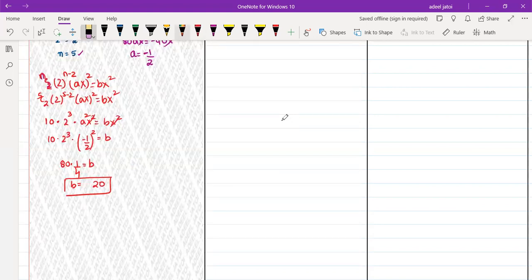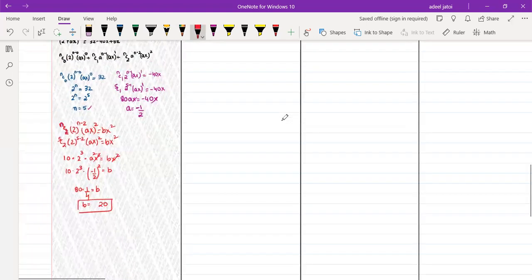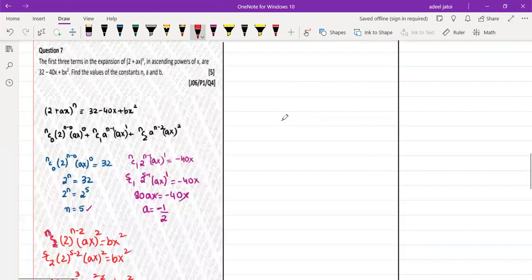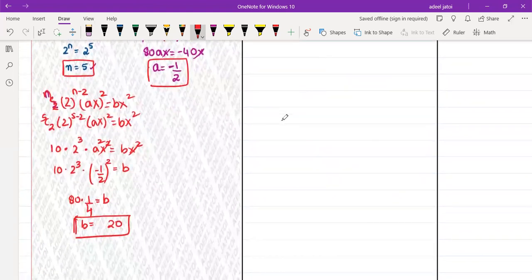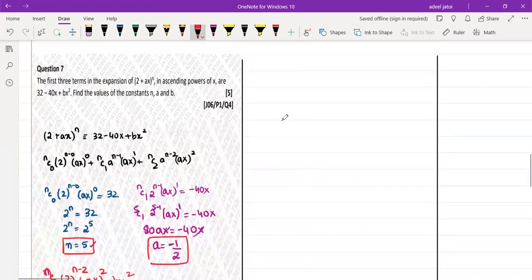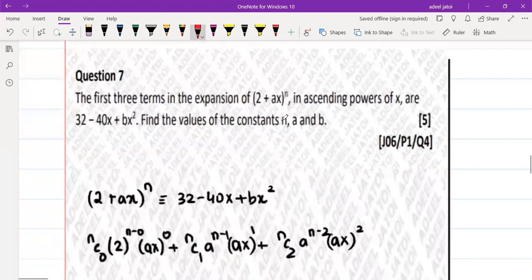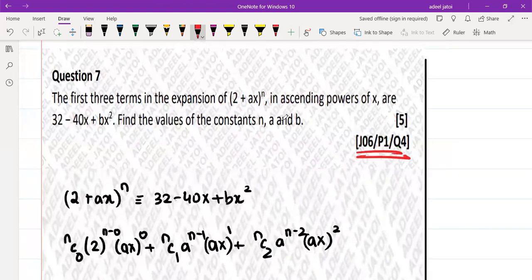So if we just write down the correct values, n is 5, a is -1/2, and b is 20. This was a question from June 2006, paper 1, question 4, from the book, question number 7.